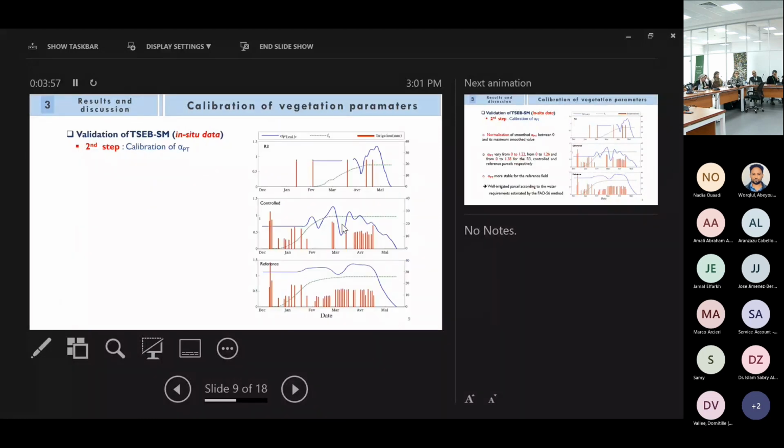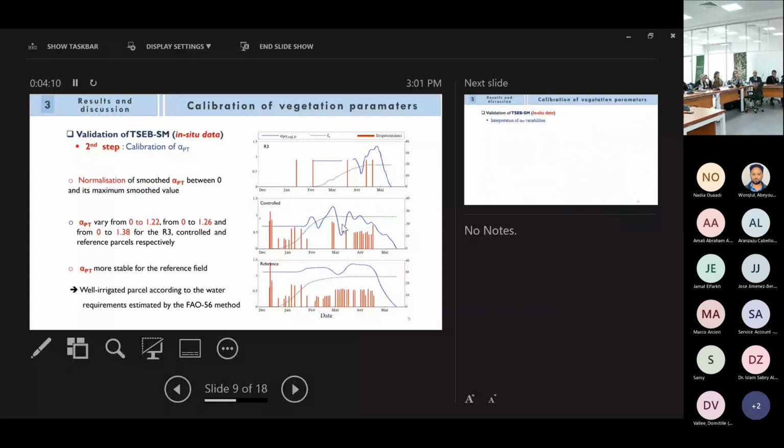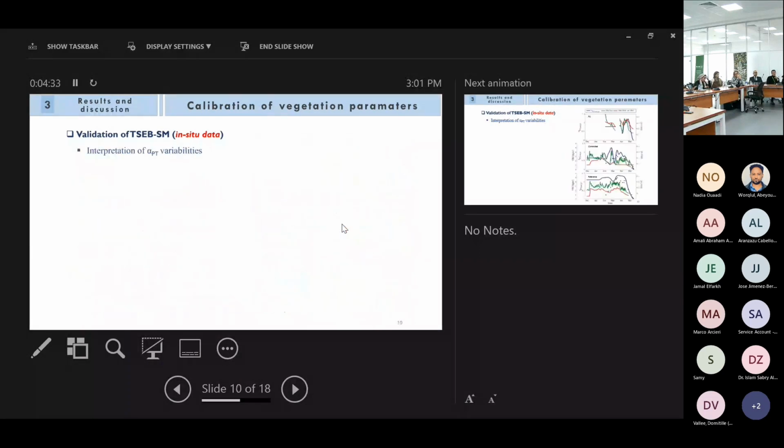Here we normalized the Priestley-Taylor coefficient between the maximum value and 0, because we suppose that in the senescence period we don't have transpiration, so the alpha PT coefficient should be equal to 0. As I explained before, alpha PT is more stable for the reference field, and there is a big variation for Archi and for the controlled parcel in Chichaoua. So we're going to go into more detail on these variations.